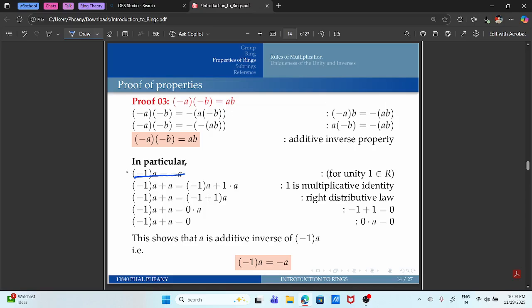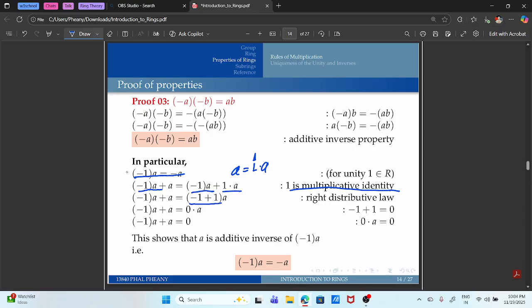We suppose that one. So we add both sides with a. So we get minus 1 times a plus a equal to minus 1 times a plus a also, but a can be written as 1 times a. 1 is the multiplicative identity, it remains the same, no change. So we can factorize on the right side, factoring out a, so we get minus 1 plus 1, times a, and the left side we do nothing.